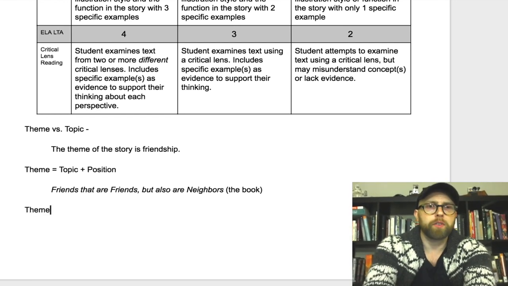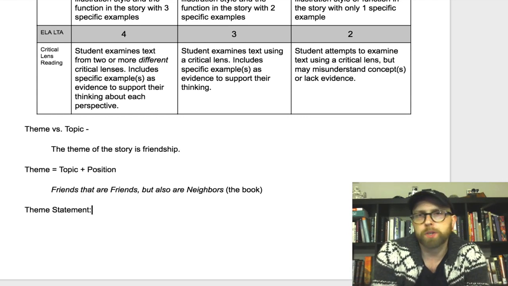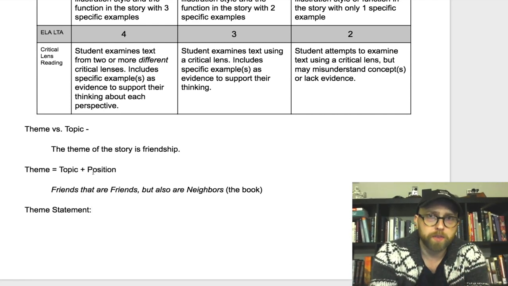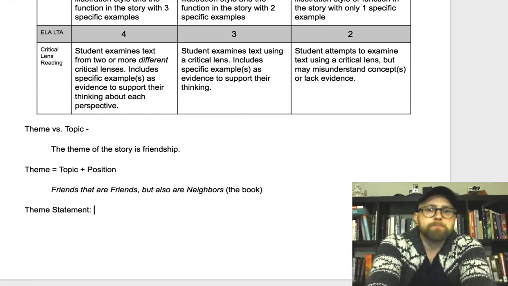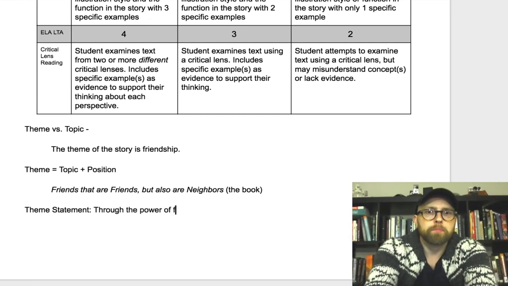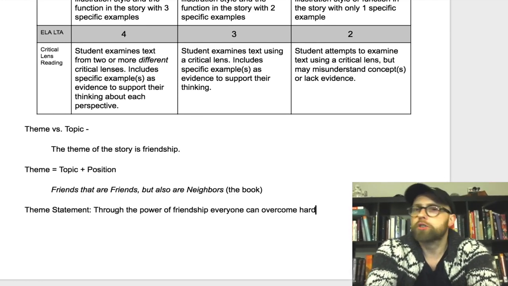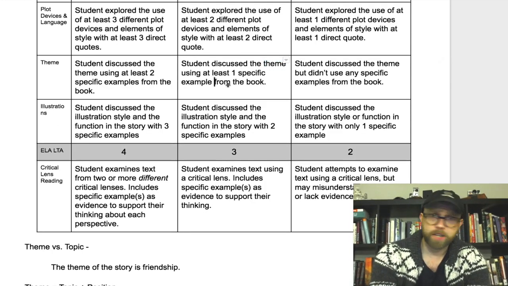So for a theme statement there, usually it's just 1 sentence. I suppose it could be 2 if your 1 sentence is really clunky, but make sure that you have the topic and the position. So in this case, with that synopsis that I gave you, theme statement could be, you know, through the power of friendship, everyone can overcome hardships. Pretty cheesy, pretty dumb. For proficiency, you should have at least one specific quote from the book.